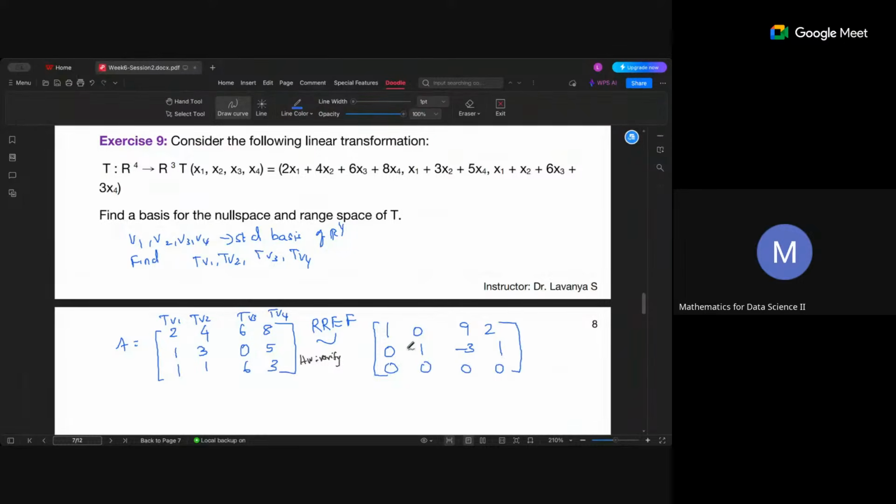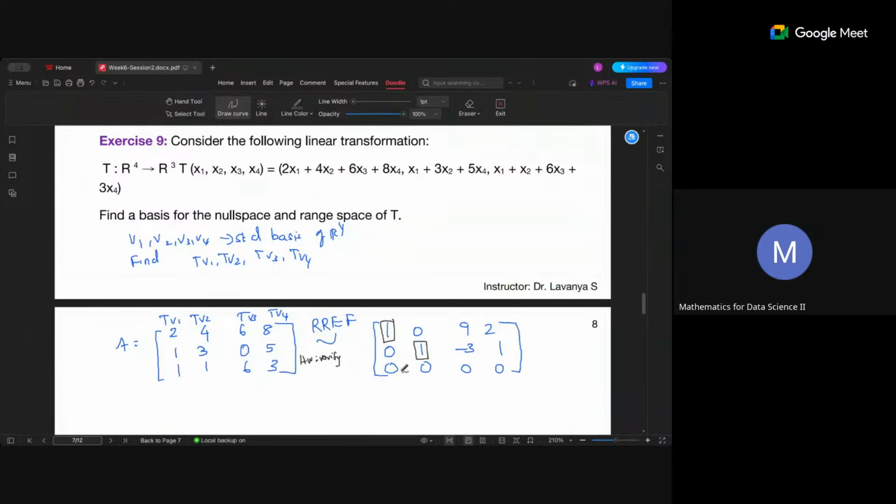Now for the first row, what is the pivot? 1. This is the pivot. And in the second row, this is the pivot. Pivots are the first non-zero element in any row, and the columns containing pivots are the leading columns. Only these two rows have pivots, and it is in RREF form because, in the columns containing the pivots, there are no other non-zero elements. Hence, it is in RREF form.